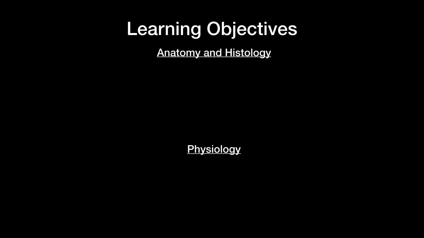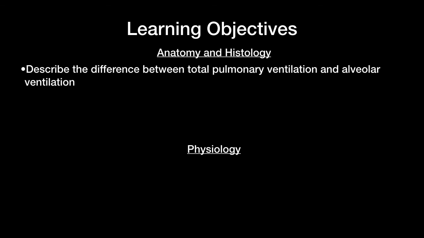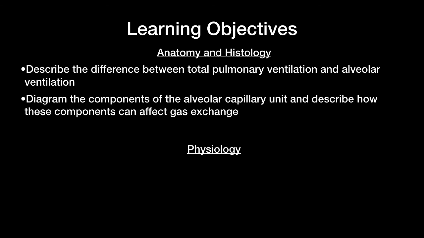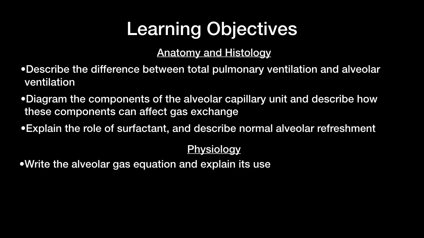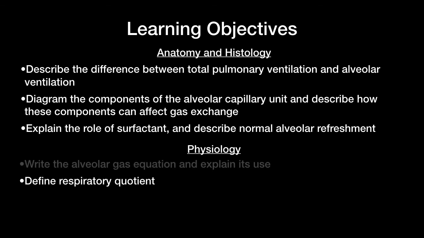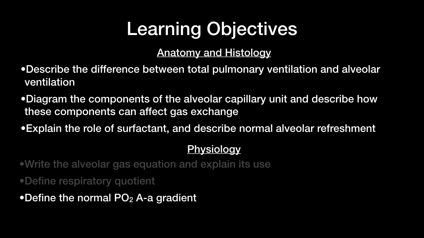Let's go back to learning objectives and see how we did. Within anatomy and histology, we've talked about the difference between the total pulmonary ventilation and the alveolar ventilation. We've talked about the components of the alveolar capillary unit and how those components can affect gas exchange. And we've explained the role of surfactant. And within physiology, we've described the alveolar gas equation and explained its use. We've defined the respiratory quotient, and we've defined the normal A-a gradient.